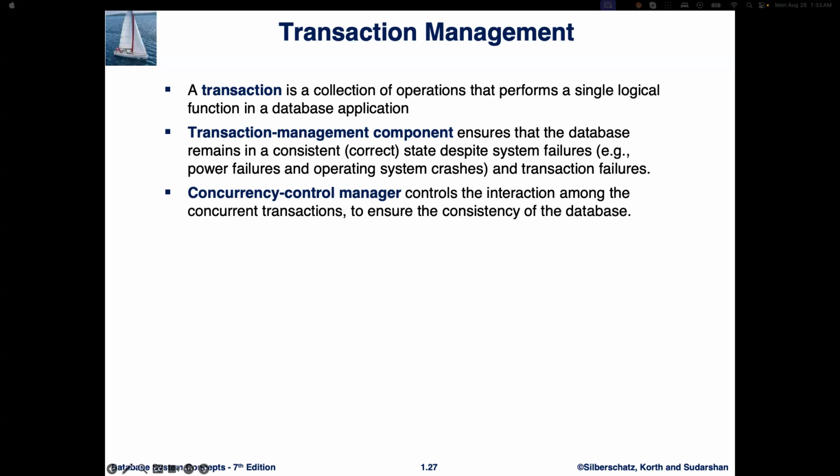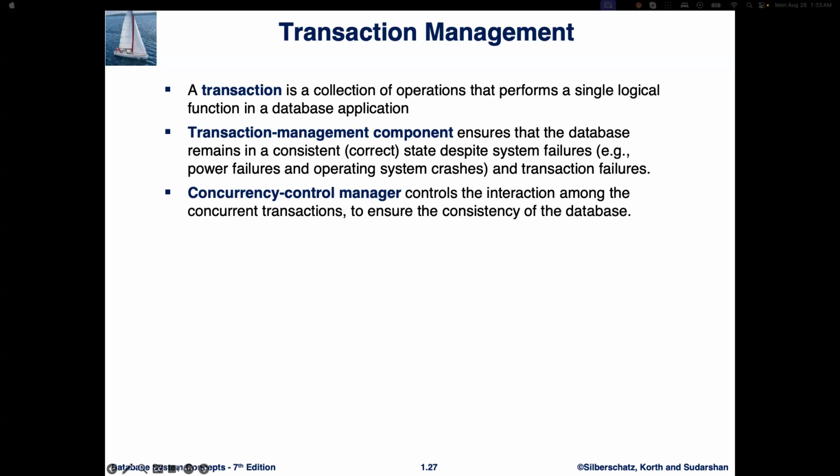Transaction management component. The transaction management component is responsible for ensuring that the database remains in a consistent state even in the event of system failure, such as power outages or software crashes. It enforces the ACID properties. ACID is basically atomicity, consistency, isolation, and durability. So it enforces the ACID properties to maintain database integrity. It handles transaction failures by rolling back the incomplete transactions to their previous consistent state, ensuring no partial changes are left in the database.